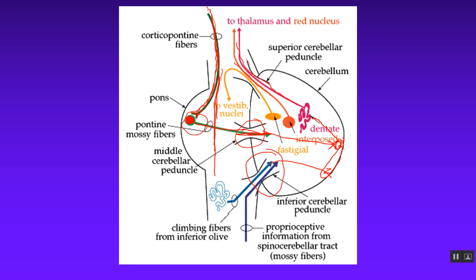Now, if you'll recall, we talked about a spinocerebellar pathway that some of that information went in through the superior cerebellar peduncle. So there's some exceptions, but this is more the general rule. You don't need to know the exceptions. Okay, know the general rules more than the exceptions.